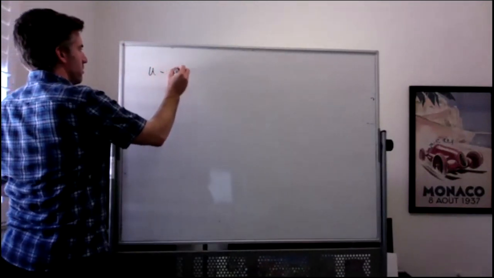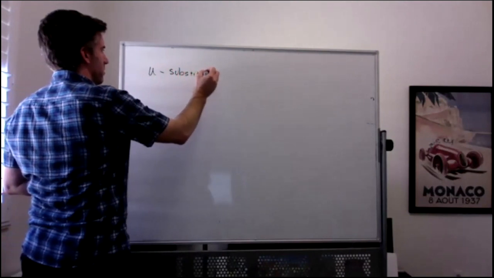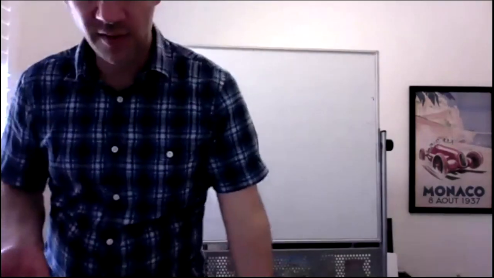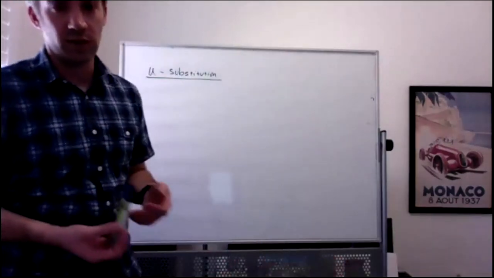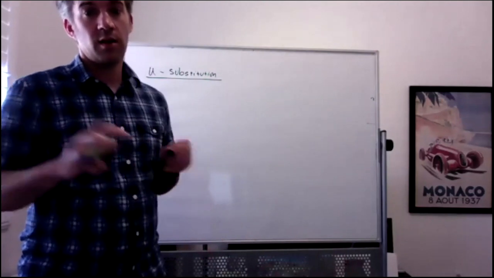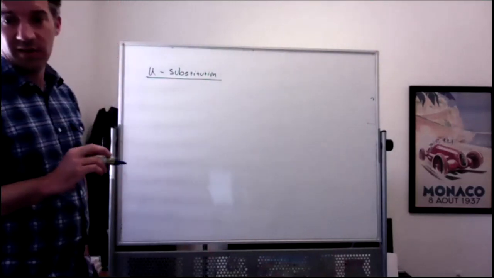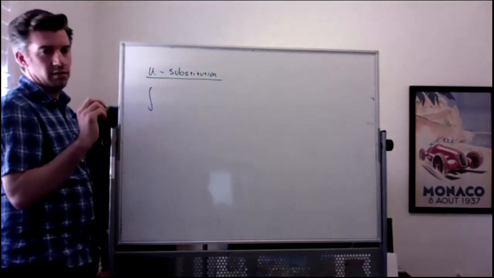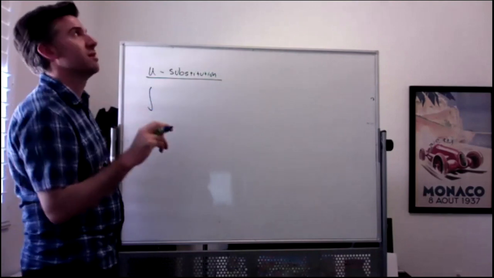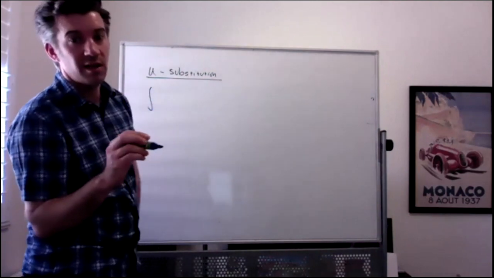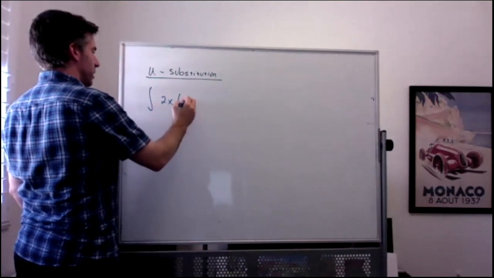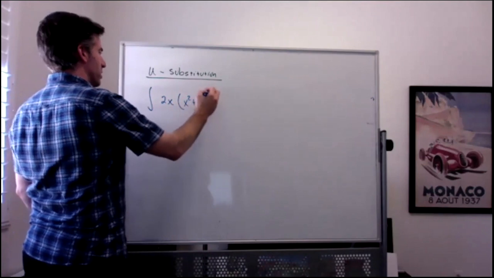So let's talk about u substitution, which I often think of as a way of undoing the chain rule. Let's start with an easy example. Let's do the integral of, I know it feels too easy, let's make it a little bit harder. Let's do the integral of 2x times (x squared plus 5) quantity squared dx.